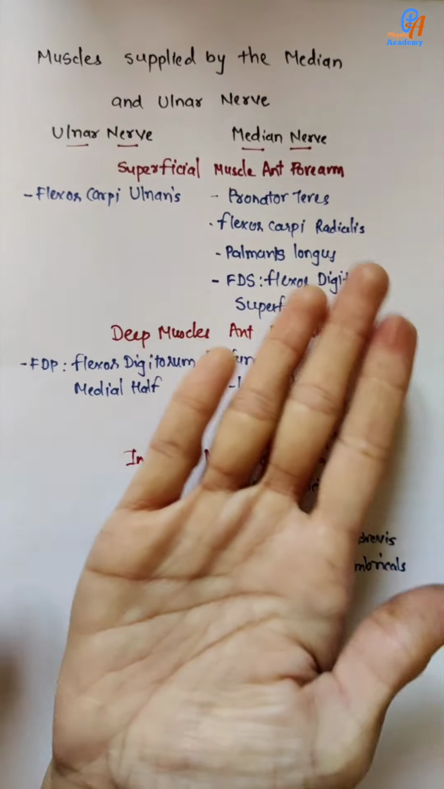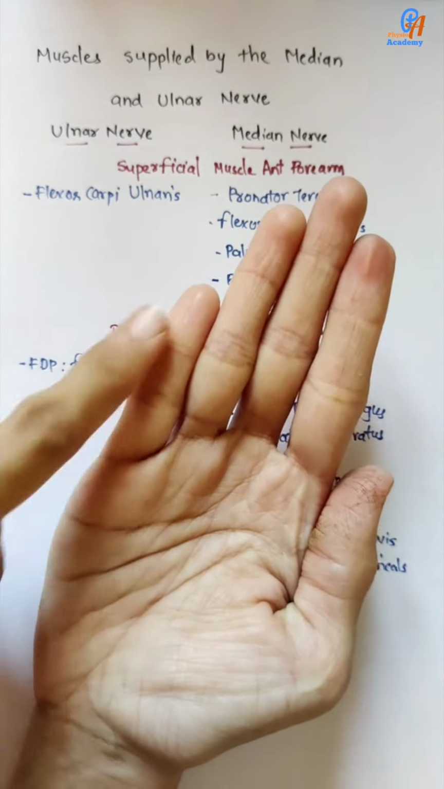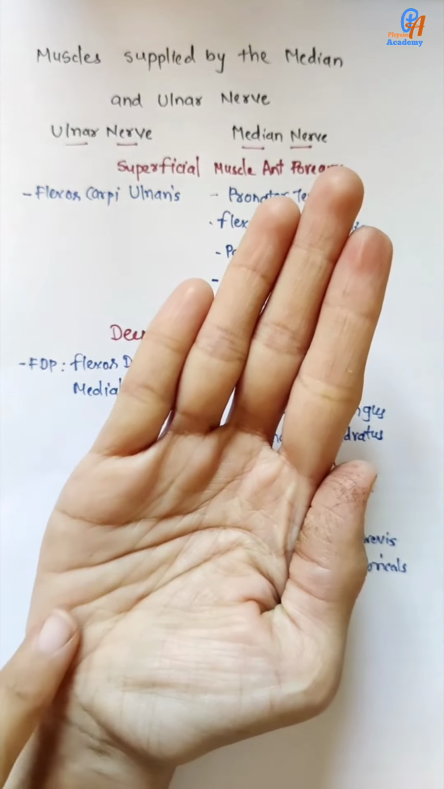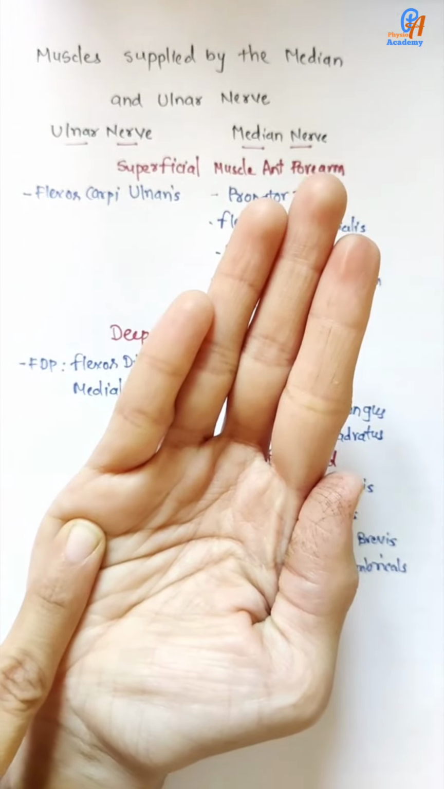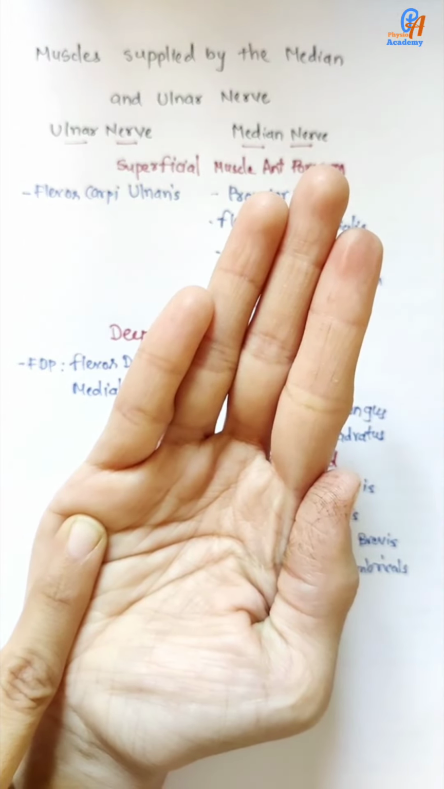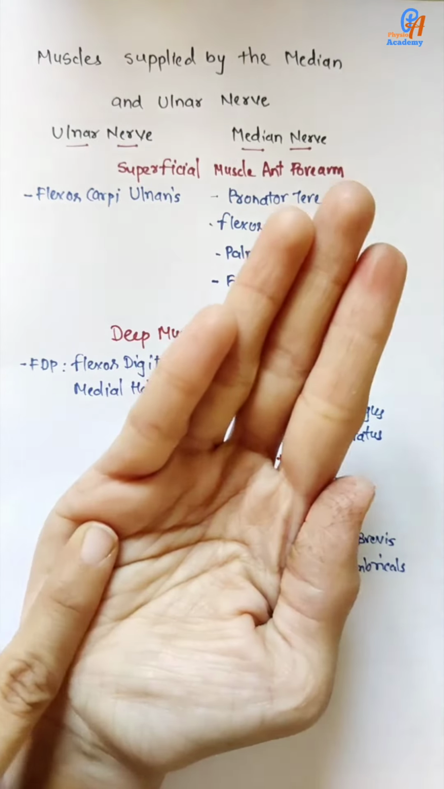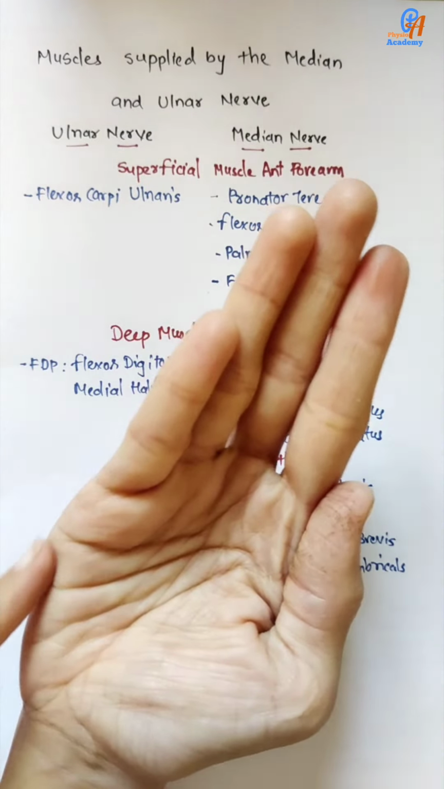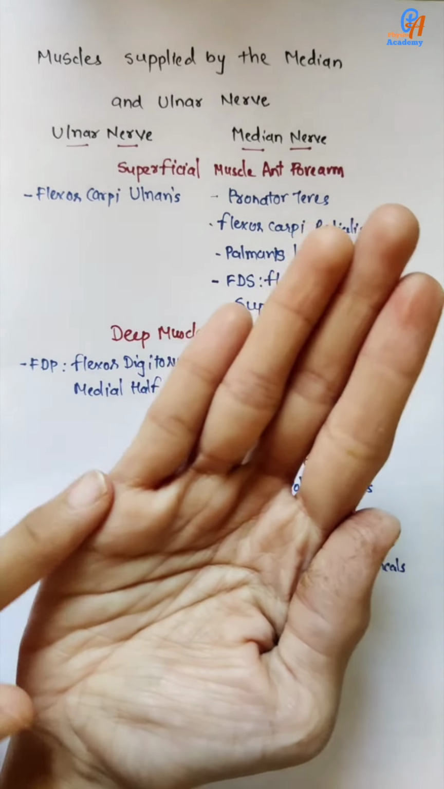Now comes the ulnar nerve. The ulnar nerve supplies these muscles of the little finger: flexor digiti minimi, opponens digiti minimi, with this action, and the third muscle here is abductor digiti minimi. So three muscles are supplied by the ulnar nerve.